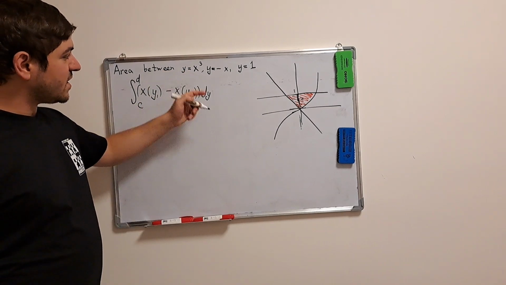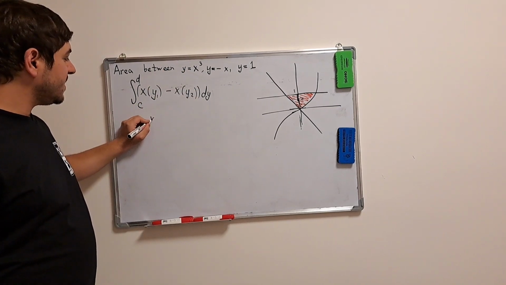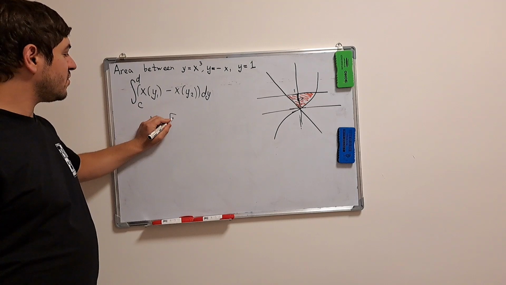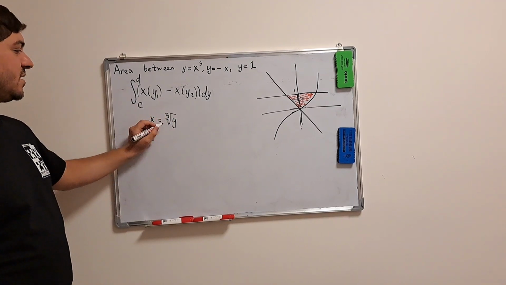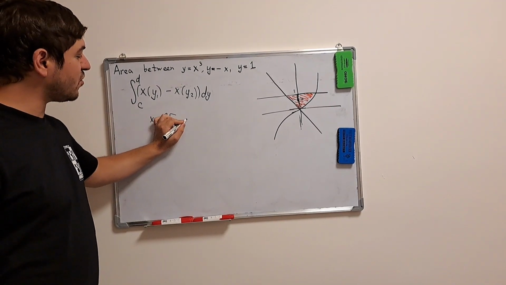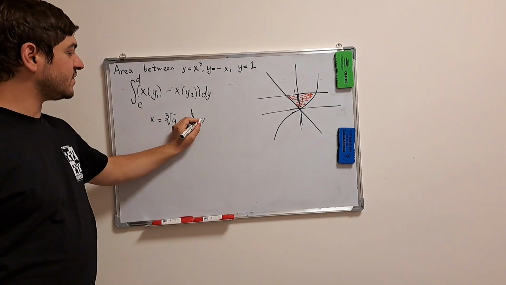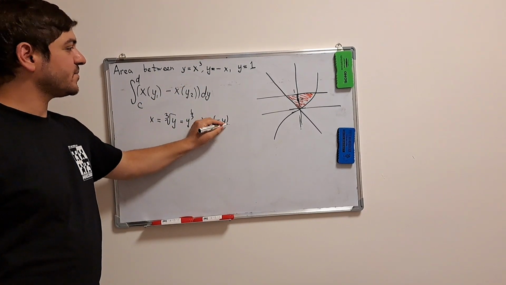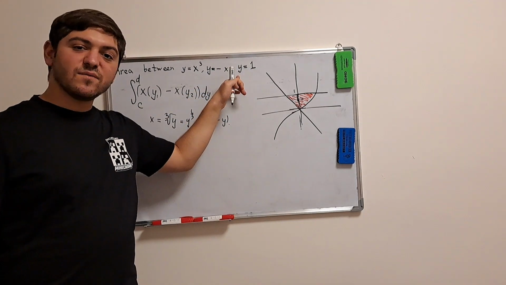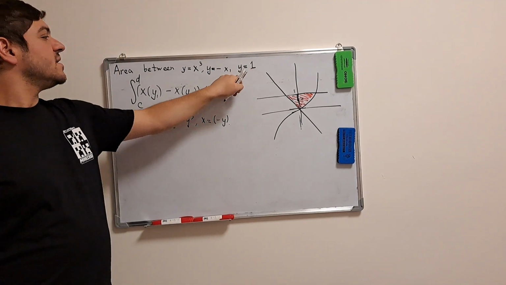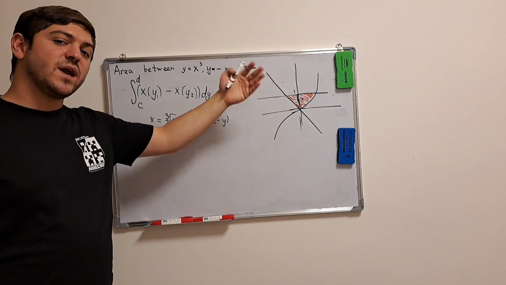So from here we can easily notice that x is equal to y to the power of 1 over 3. And here we can see that x is equal to minus y. And this y equals to 1 will help us to establish our domain of integral.